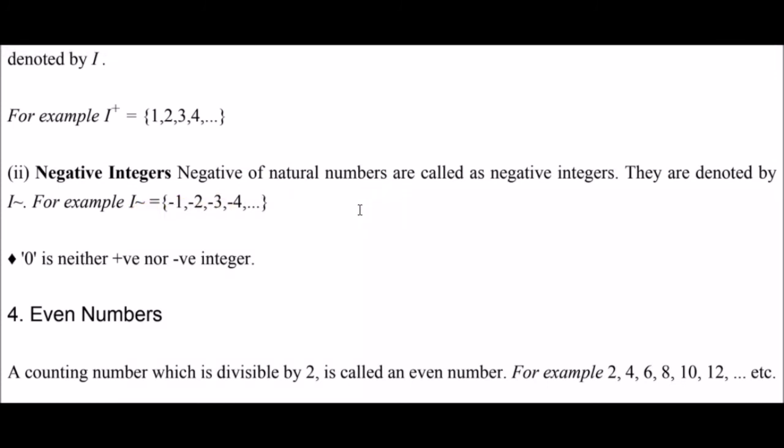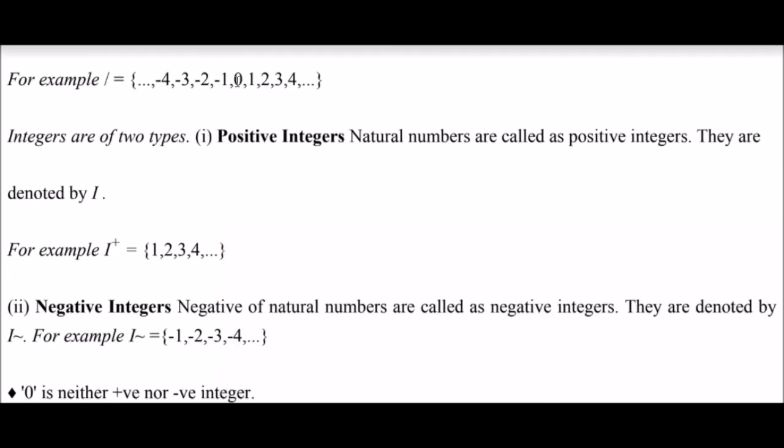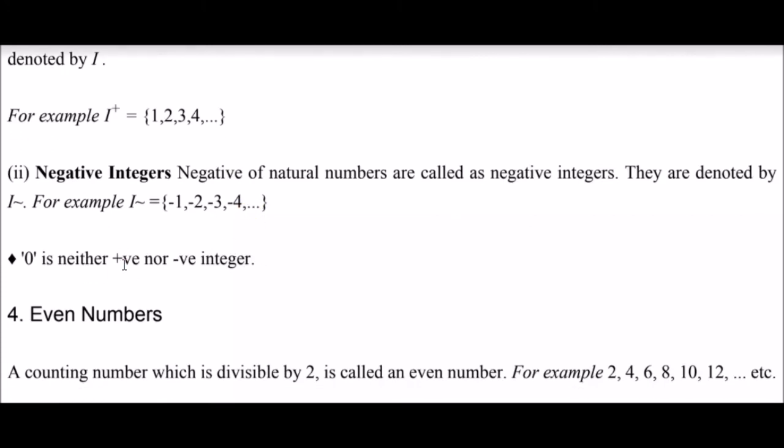Now coming to 0. This 0 lies in between the positive numbers and negative numbers. 0 is neither a positive nor a negative integer. It is not a positive number, and it is not a negative integer.